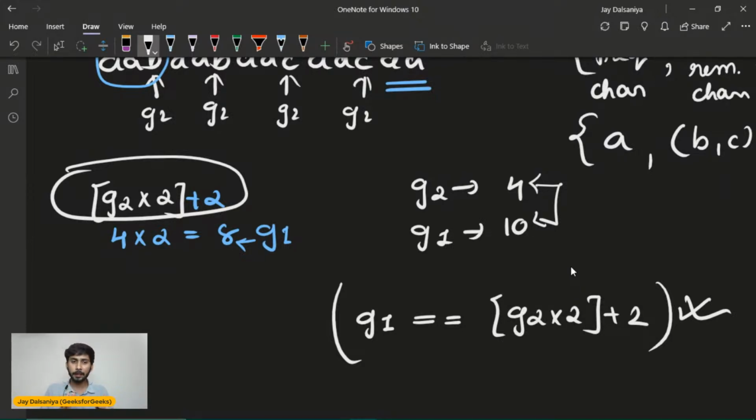Was this part clear to you? Yes or no in the chat box? Any confusion? I can explain it again if you were facing any kind of difficulty. Can I get a confirmation in the chat box?